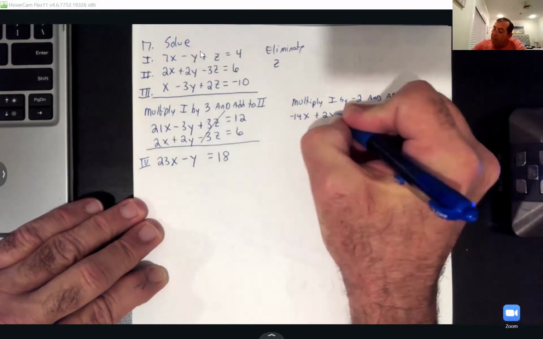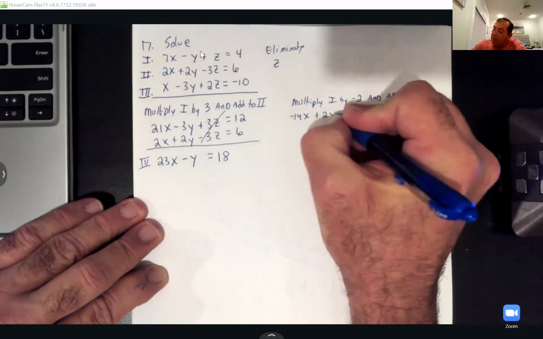So let's see, negative 14 and 1 gave me negative 13x. 2 minus 3 gave me a negative y. These z's canceled. And then negative 8 and negative 10 gave me negative 18. Was there a question, y'all? All righty.